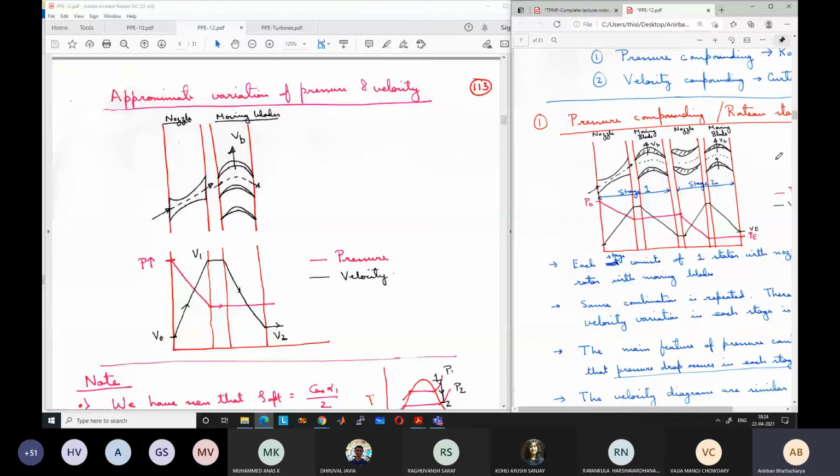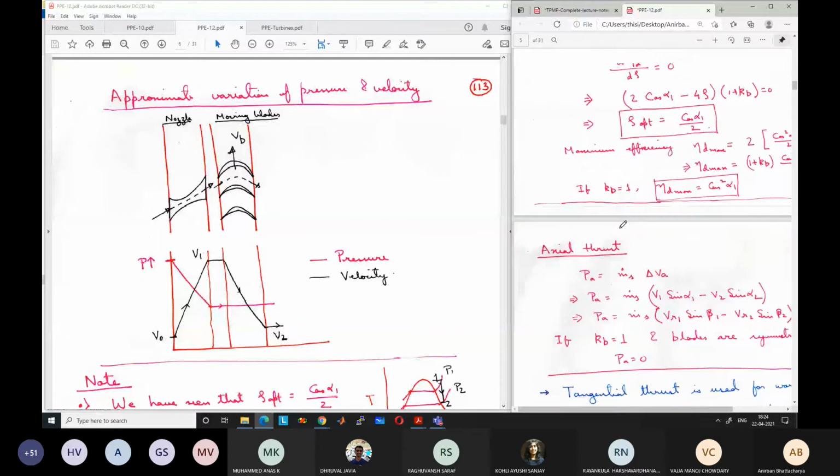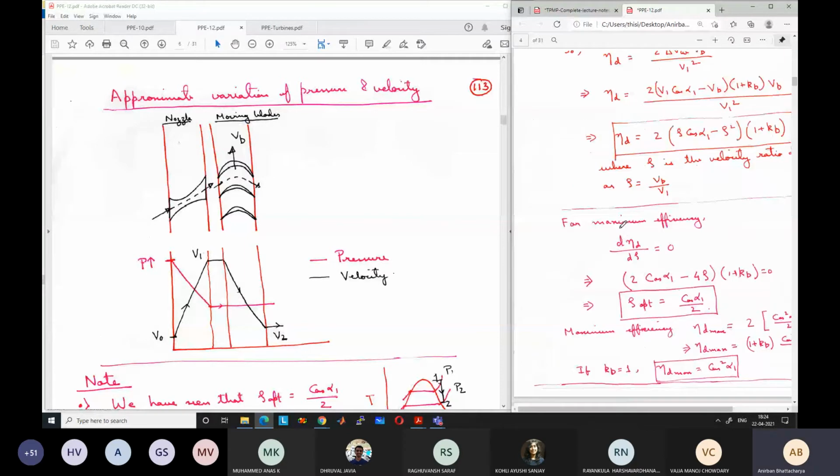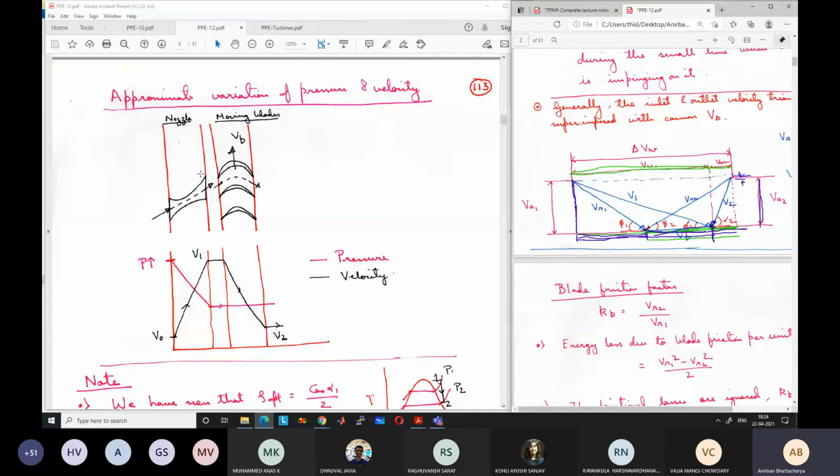But let us keep this open. For a single set, we have seen that initial velocity in the nozzle may be very small. Okay, it is coming from the furnace, so it is very small. Say it is equal to V0. So after the nozzle, the velocity becomes supersonic. So the velocity increases in the nozzle from V0 to V1, very high value V1.